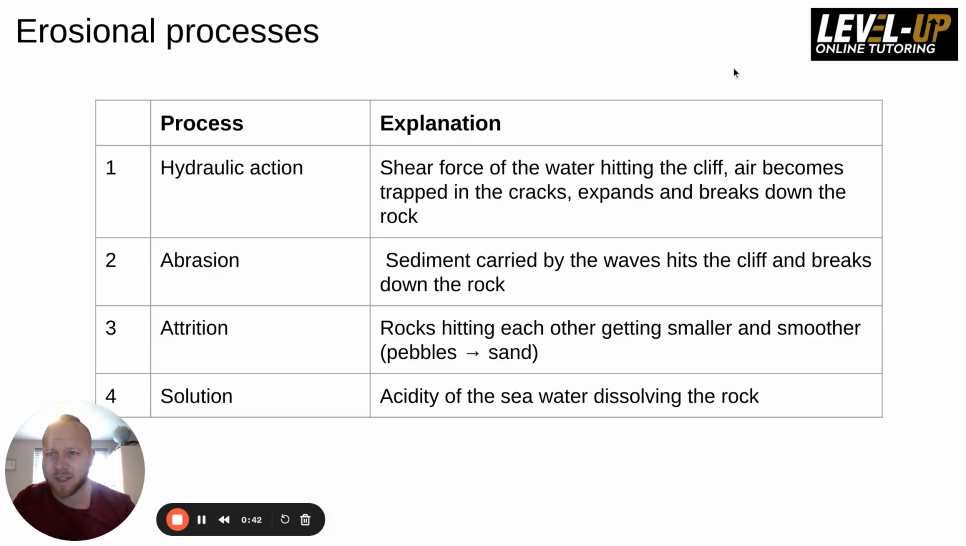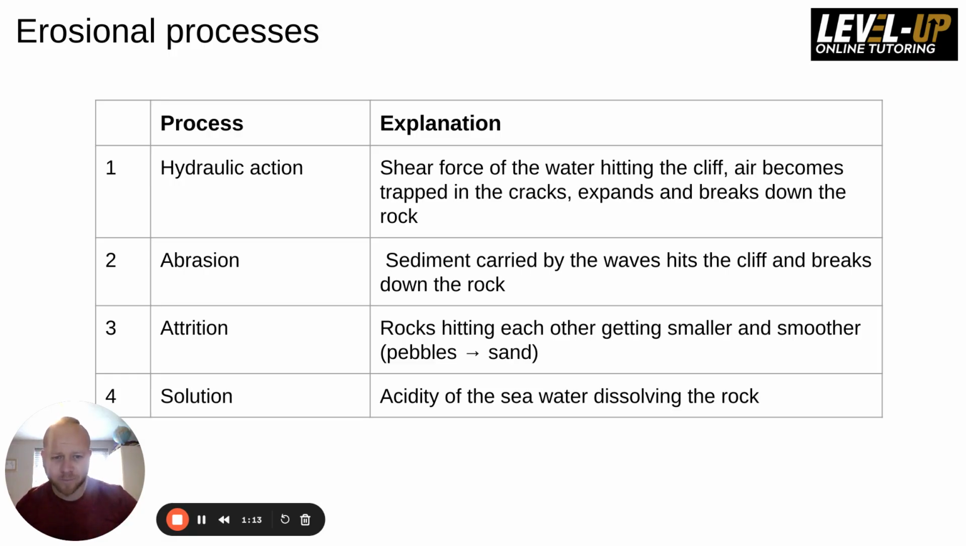So first things first, in order to understand how different landforms are created, you absolutely need to know the main processes involved. And there are four types of erosion. We've got hydraulic action, which is basically hydra means water, doesn't it? So it's just the sheer force of the water eroding the cliff. So imagine a big wave smashing into a cliff. If you want to go one step further, you can tell your examiner that the air becomes trapped in the cracks and expands and breaks down the rock. Okay, so that might be used to turn a crack into a cave, for example.